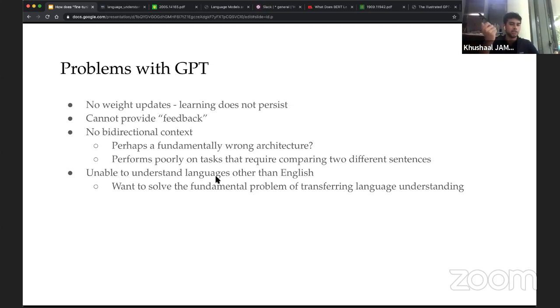Finally, it's unable to understand languages other than English. Now, I think that this problem is more fundamental than just saying, train it on a French version of Common Crawl. Because when I started learning Mandarin, I wasn't learning it from the level of a baby. I was learning it from the level of a native English speaker, and that meant I could learn it much faster than a baby.